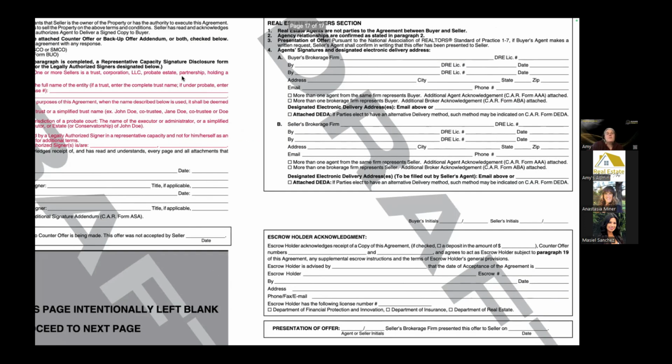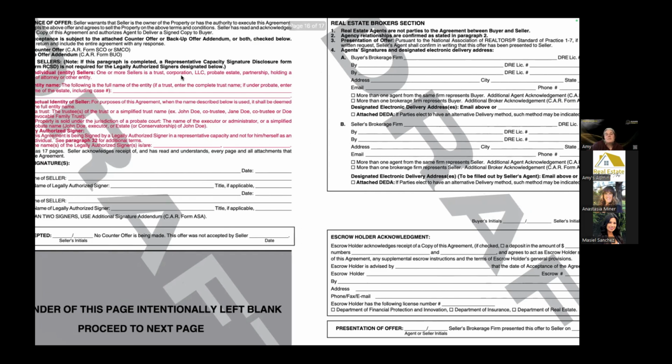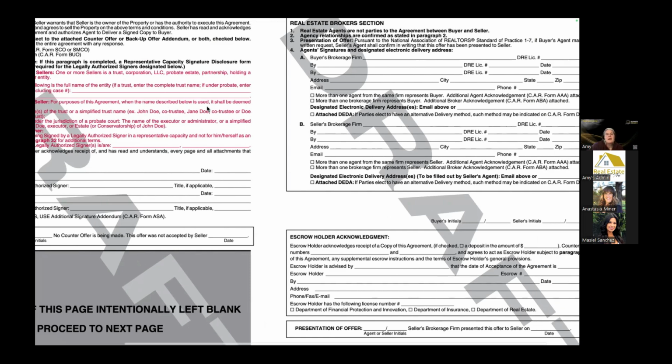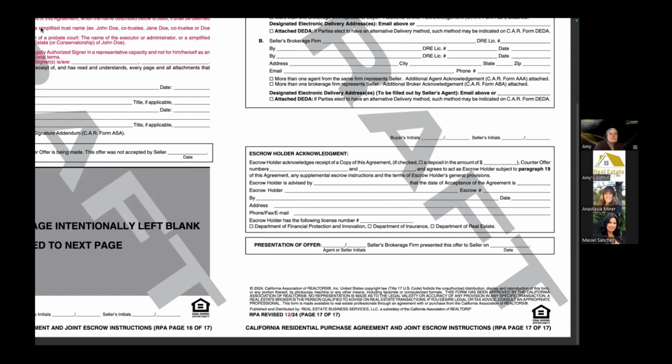We see this a lot on residential purchase agreements when the property is held in a trust. So just keep that in mind. That would be an entity seller. Okay. So that's all I've got there for the residential purchase agreement. Any questions before we move on?